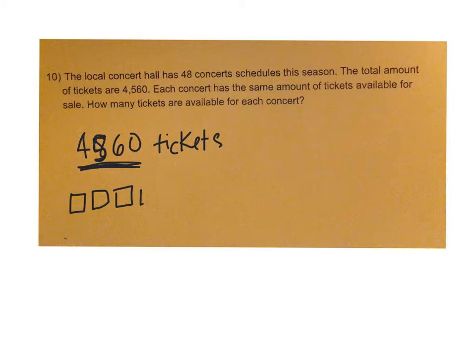Now there's 48 of them, so I would have to continue here till I drew 48 little boxes, and the answer would be how many tickets were in one box. When numbers start to get large, it's really difficult to draw pictures. But we can get our picture started so we recognize what we're dividing and what we're trying to find. So now I can begin my division problem because I know I'm going to be dividing that big dividend by 48 to find the number of tickets available for each of those concerts.